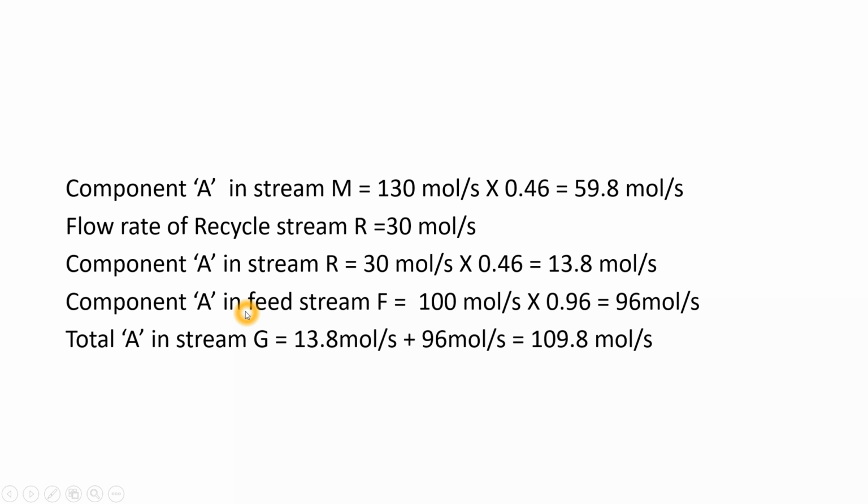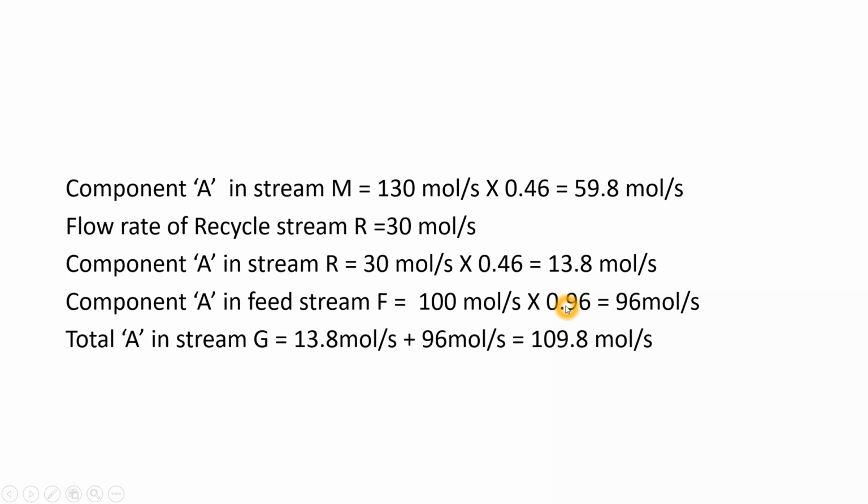So now component A in stream M, I know that is 46%, so it should be 130 into 0.46, that is 59.8 mole per second. The flow rate of recycle stream R, I have calculated earlier, that is 30 mole per second. I have already told you that the composition will remain the same. Component A in feed stream F is 96 mole per second.